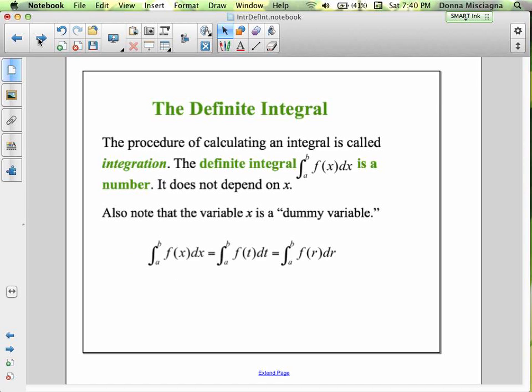The definite integral of f of x dx on [a, b] is a number. It does not depend on x, right? But they do have to match. So if x is the variable, then dx needs to be the variable of integration. So we need to have a dt if t is the variable, and we need to have a dr if r is the variable. Those two need to match each other.